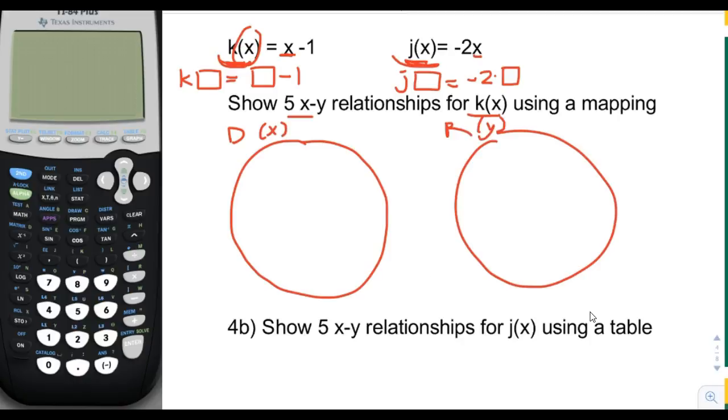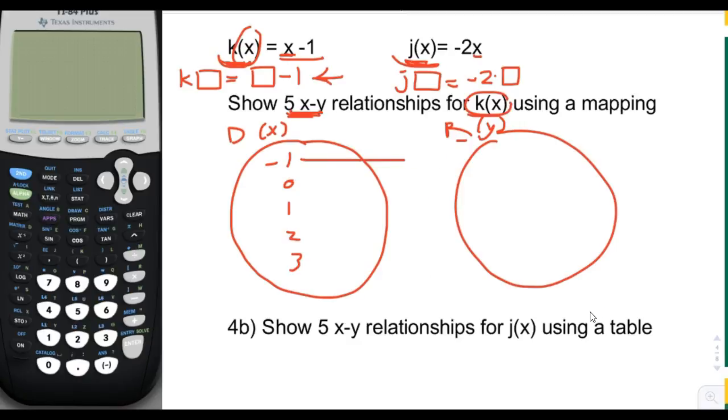And in our case, we can put whatever we want to. It says to define 5 relationships, so we could put whatever numbers we want over here in x. I could put negative 1, I could put 0, I could put 1, 2, 3. I've defined 5 numbers. Now I'm going to define where they go to in the range or the y area. So if I'm defining k of x, then basically k of x says, okay, I'm going to take the input and I'm going to subtract 1.